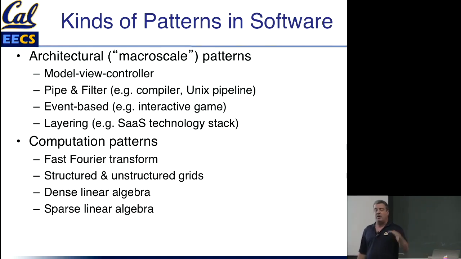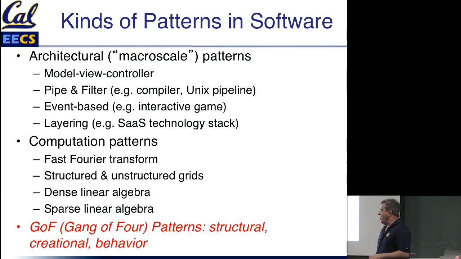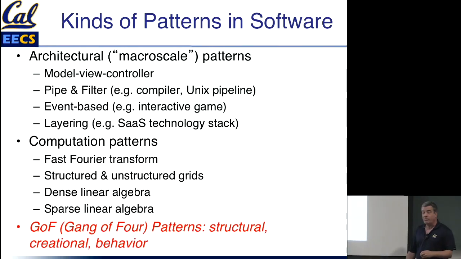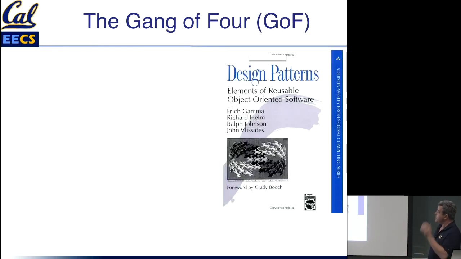And then the kind of patterns that we're primarily going to be concerned with are what some people in software call the GOF patterns, for Gang of Four, after the group of four authors who in the mid-1990s wrote what is now considered the seminal book on patterns from the software engineering point of view. And they divided the patterns that they identified, looking at different software systems, into three different kinds that they called structural, behavioral, and creational patterns. So this was the famous design patterns book, Gamma, Helm, Johnson, and Vlissides.